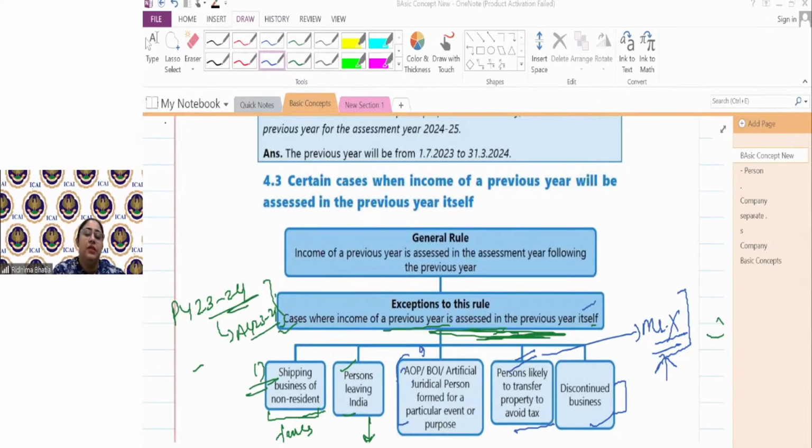So Tushar, a previous year is the year in which you earn the income, and the assessment year is the year in which the income which is earned in the previous year is taxed.